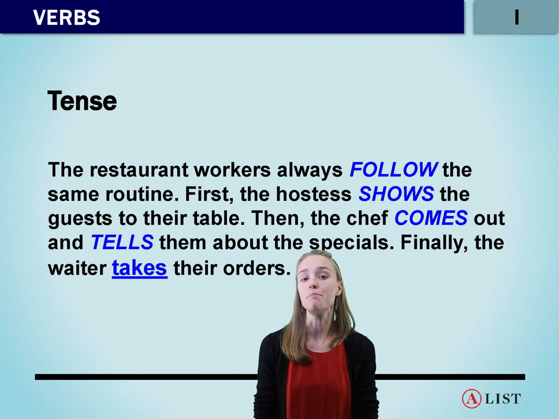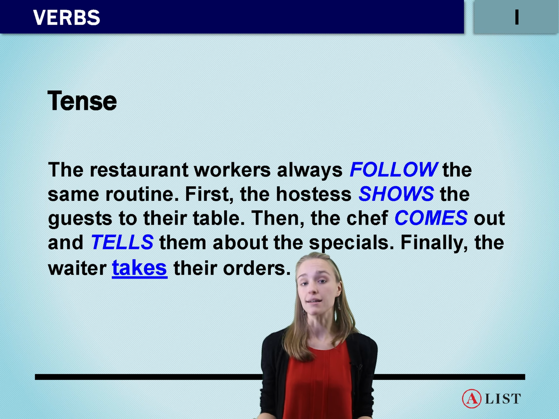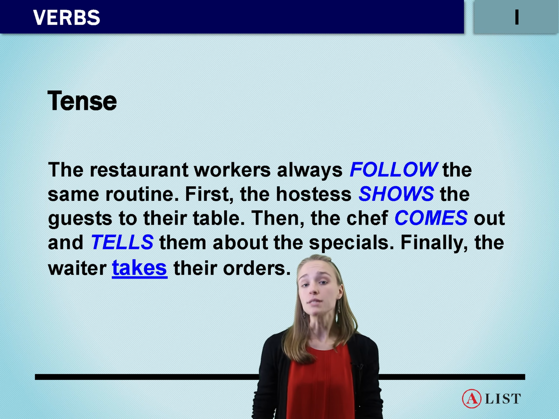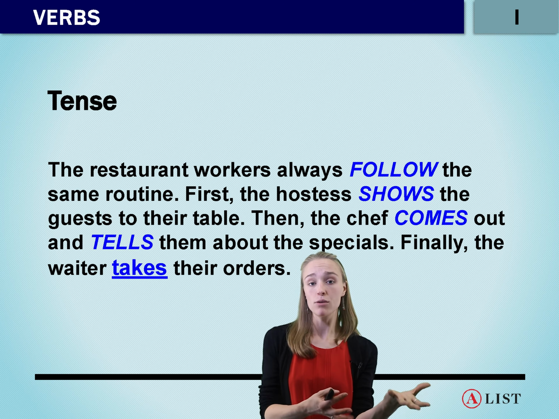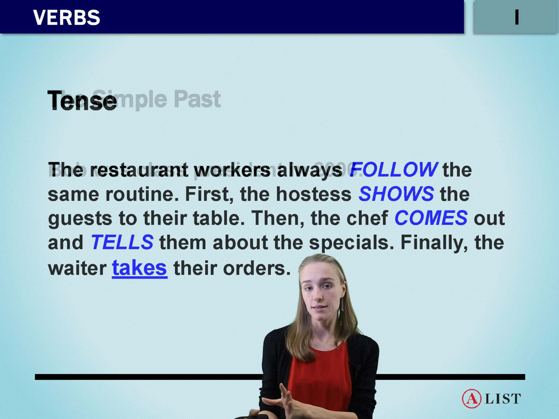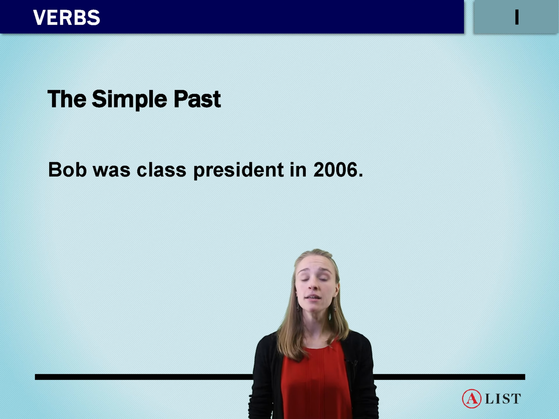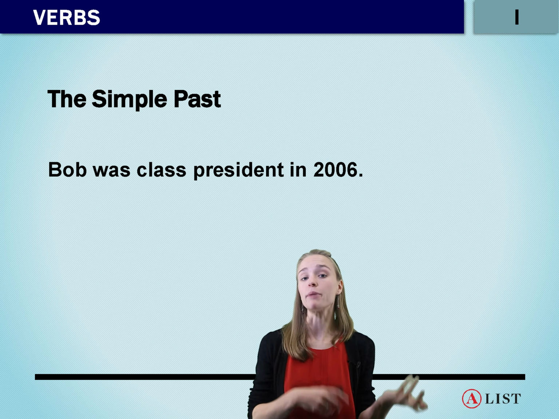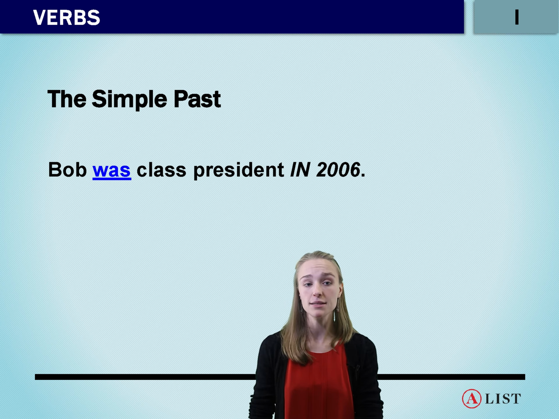This way, everything matches. Now, we have different forms of tenses, and we need to keep an eye out for what forms we're talking about. What you'll see most commonly are present and past tense, something either happening right now or happening just in the past. Here's an example of a sentence in what's called the simple past. Bob was class president in 2006. We have a specific date that tells us we are talking about the past. So our verb was is just going to be the simple past.